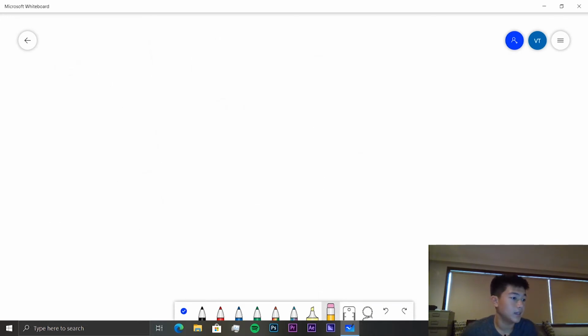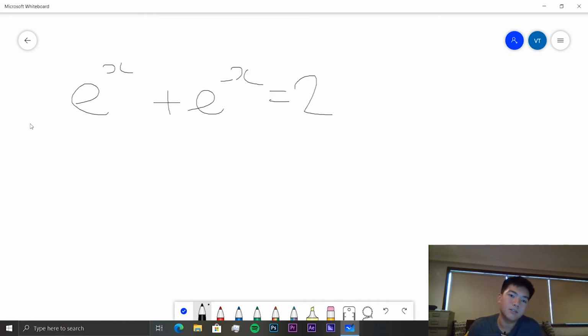Next, I guess I have to skip to the fourth question. So we need to solve the equation e^x + e^(-x) = 2, and so we can do this by converting everything into natural logarithms.